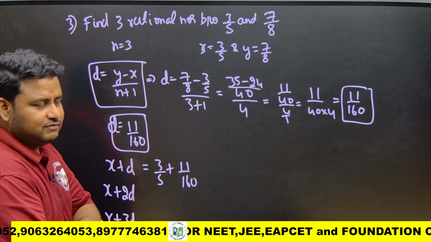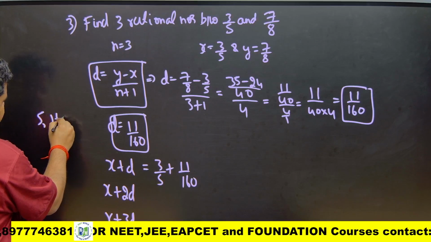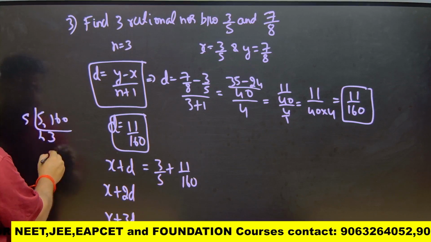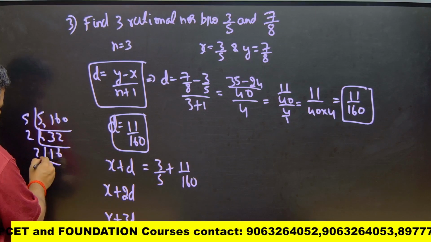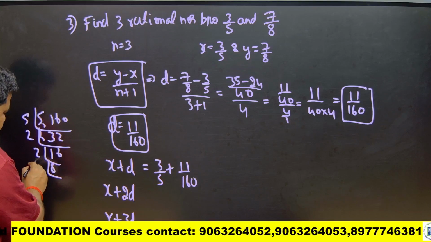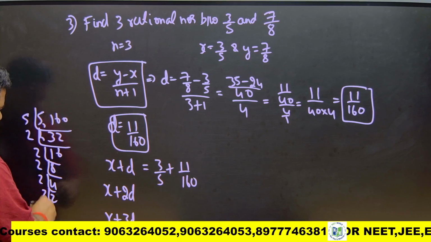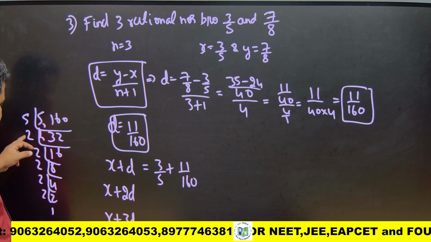160 and 5. If you do not know, you can find it out here. See here, 5 and 160. So, this becomes what? 5 1s are 5, 5 2s are 10, 5 3s are 15. Okay, 2 1s are 2, 2 2s are 4, 4 2s are 8, 8 2s are 16, 16 2s are 32.